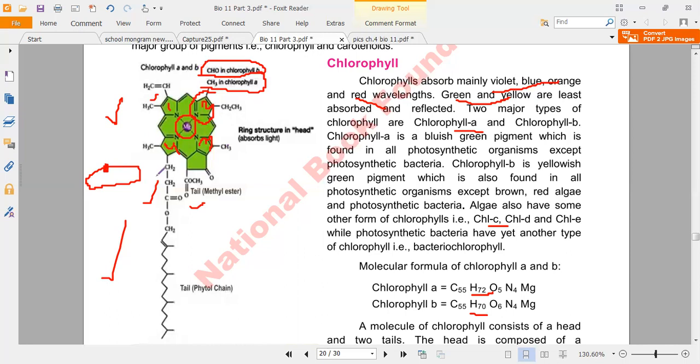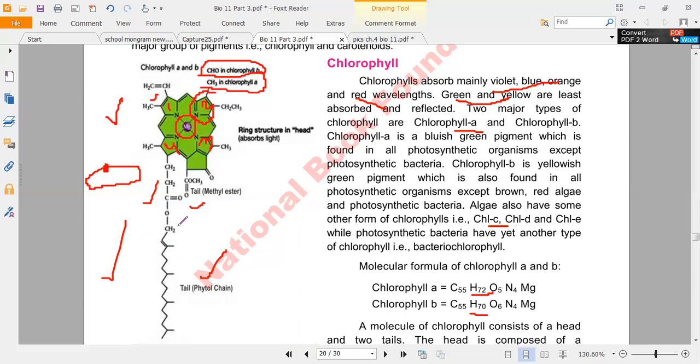If we just talk about the tail, this tail is called the phytol chain. In the phytol chain, there are two chains, one long chain. It is made up of the terpenoid alcohol phytol. Terpenoid, phytol alcohol.